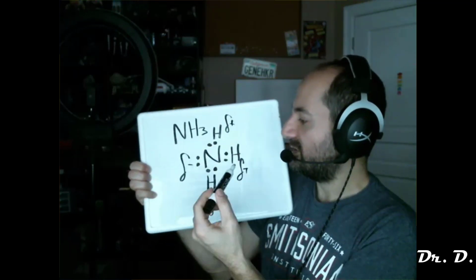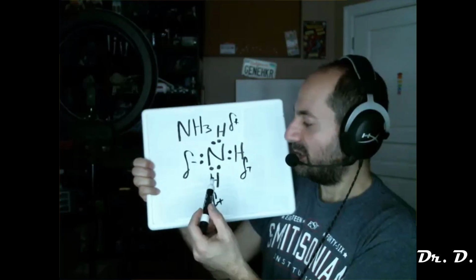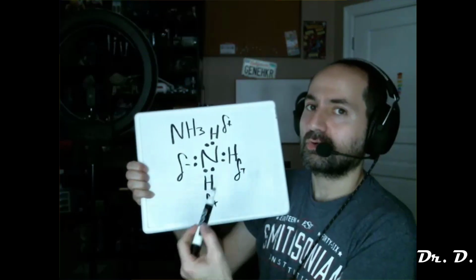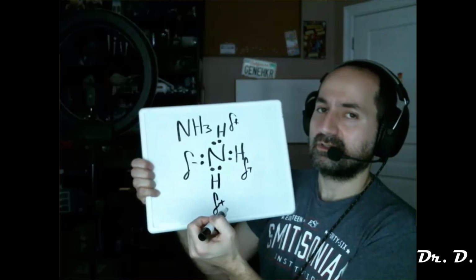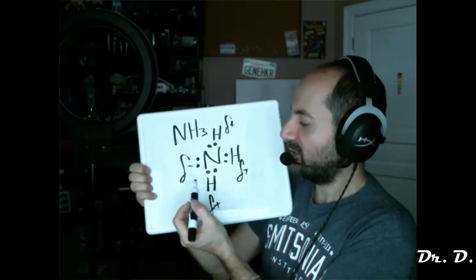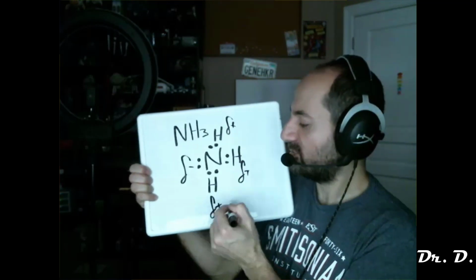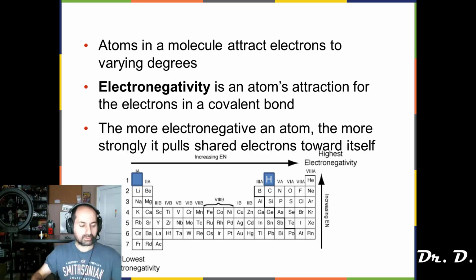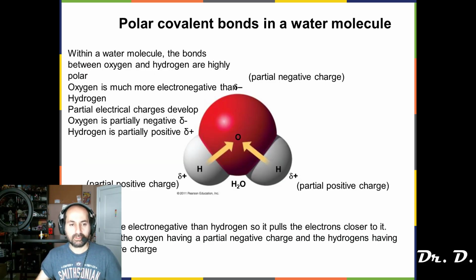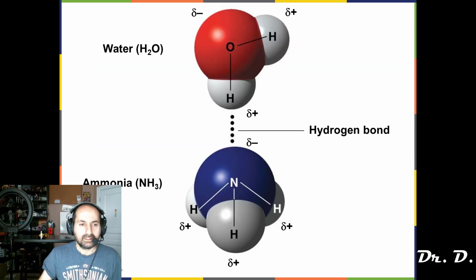So ammonia is a polar molecule because the nitrogen is more electronegative than the hydrogen, so it has a greater pull on those negatively charged electrons, which gives it a partial negative charge, leaving the hydrogens with that partial positive charge. So polar molecule it is because it has polar covalent bonds. So let's go back and look here. Here's water, which is a polar molecule, interacting with ammonia, which is a polar molecule.